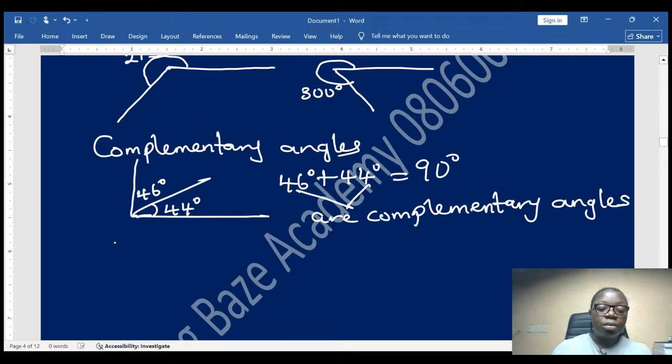Now, we are going to look at how supplementary angles are.